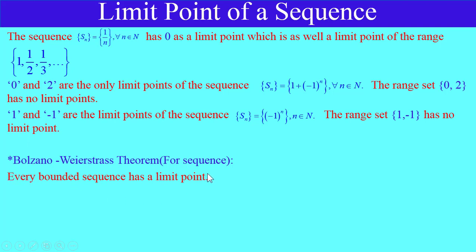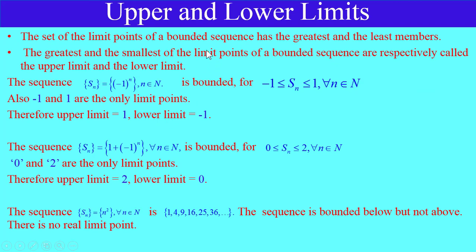Bolzano-Weierstrass theorem for sequences: every bounded sequence has a limit point. Upper and lower limits. The set of limit points of a bounded sequence has the greatest and the least members. The greatest and the smallest of the limit points of a bounded sequence are respectively called the upper limit and the lower limit.